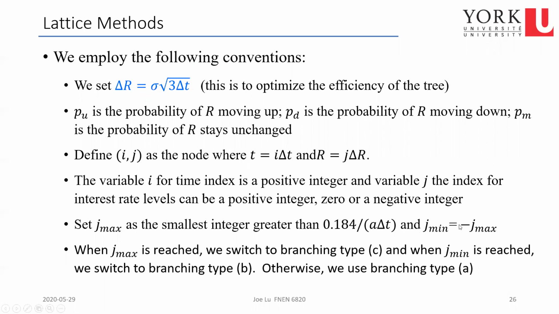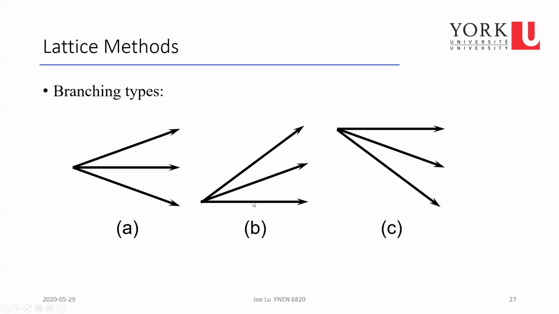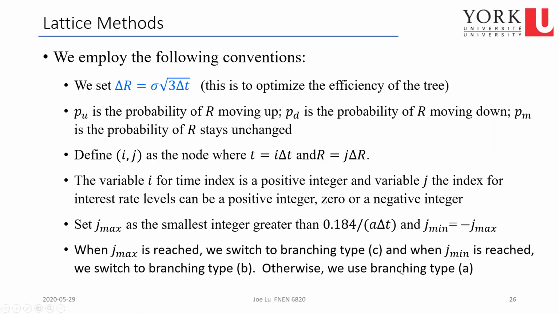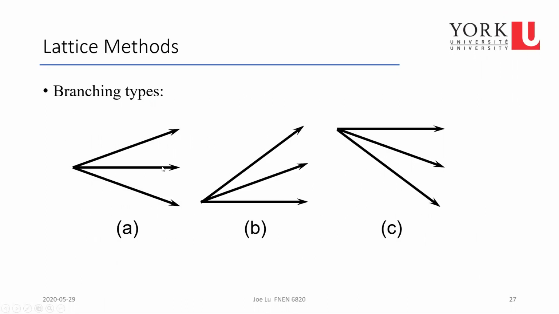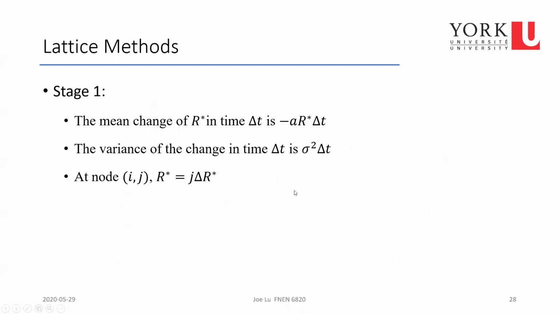And J min is minus J max. So in this case, if this thing is 5.6, J min is minus 6. And if you have 6 steps down already, 6 times delta R minus 6 times delta R, then you have to switch back to branch B, which means that you can only go up, cannot go down anymore. Okay, so if we're in between, you use this branch A here. Okay, let's see how this is implemented.